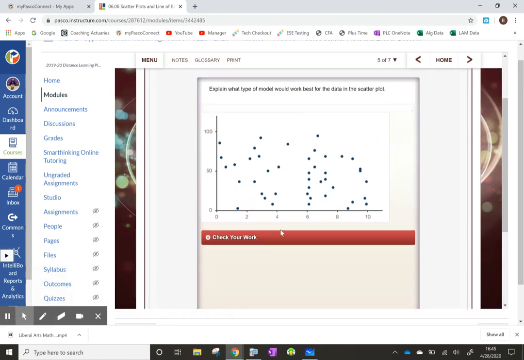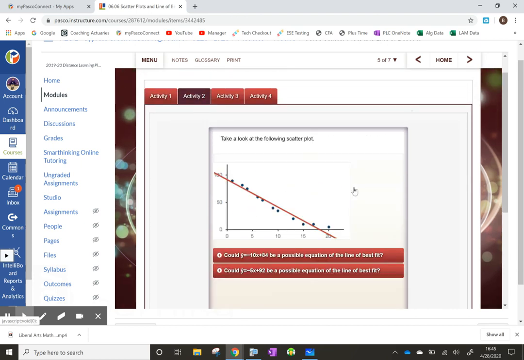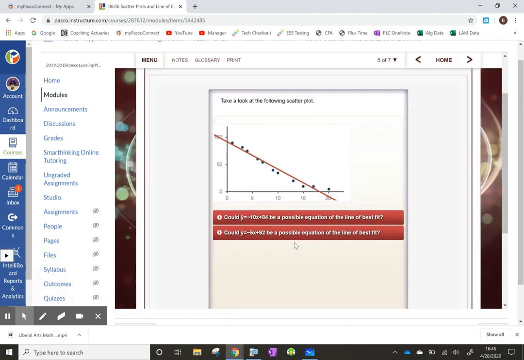This one I would say has no correlation because there is no pattern to it, right? There is no trend, so no correlation would be a good answer for that. Activity 2. So here it's taking a look at the following scatter plot and which equation would be a good line of best fit.